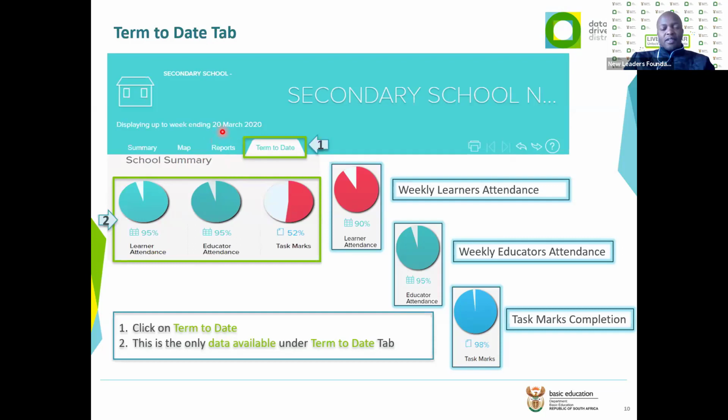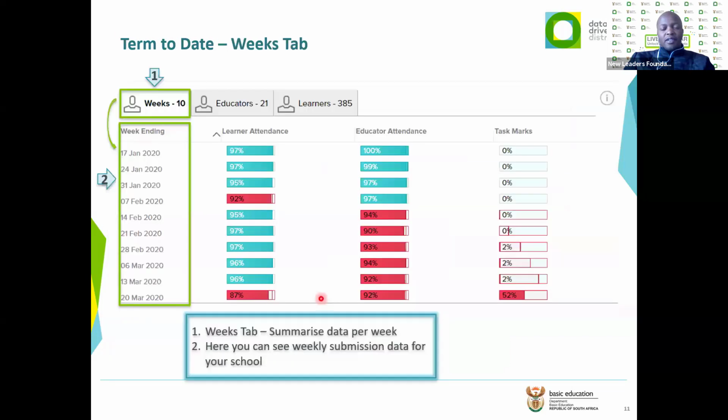Now, when you scroll down, you will see additional information, which will be the weeks, educator tab, and learners tab. Ladies and gentlemen, I'm going to tap into each of these tabs as they appear here. The first one is weeks. One thing you'll notice next to the weeks tab is the number 10. This 10 represents the submission history for your school. These are the weekly submissions the school has done since the beginning of the term. They have submitted 10 submissions consecutively.